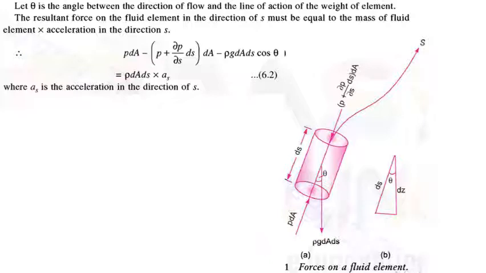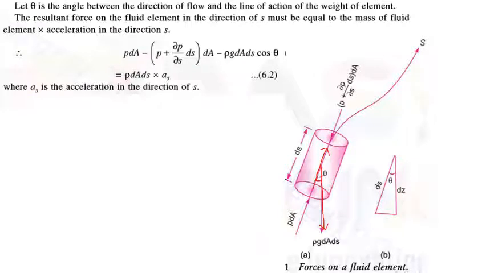So let theta be the angle between the direction of flow and the line of action of the weight of the element. So this is the line of action of the weight, and this is the direction of flow, which is the direction of the streamline. So the angle between these two directions is theta.